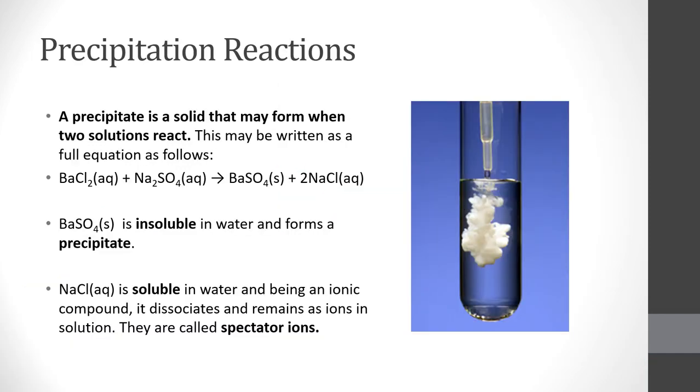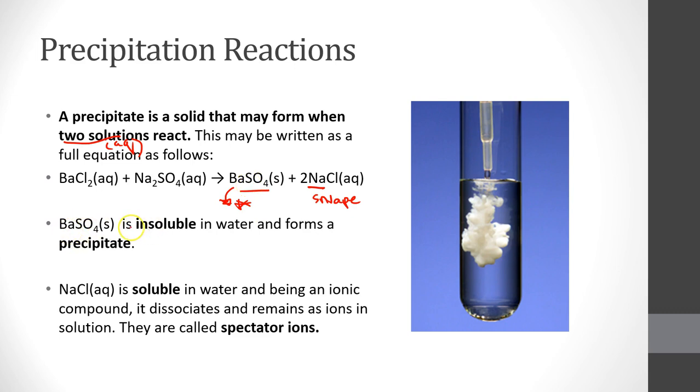So let's have a quick look at precipitation reactions. You should remember a lot of this from year 10, but let's review them anyway. So a precipitate is a solid that may form when two solutions react. So this is two aqueous solutions. So the full balanced equation is barium chloride plus sodium sulfate is going to react to form barium sulfate and sodium chloride. Sodium is a SNAP, so we know it will be aqueous. Sulfates are mostly soluble, but barium is always one of our exceptions. It's a heavy metal, so this one is going to be our precipitate.